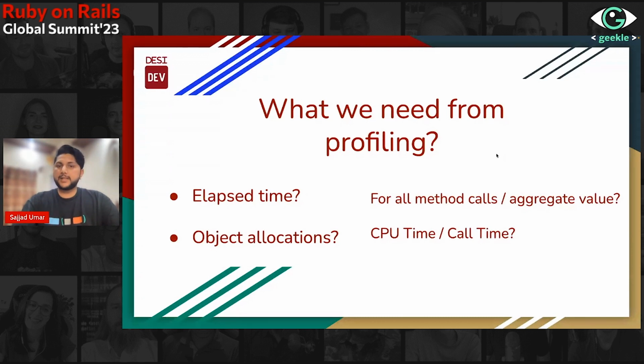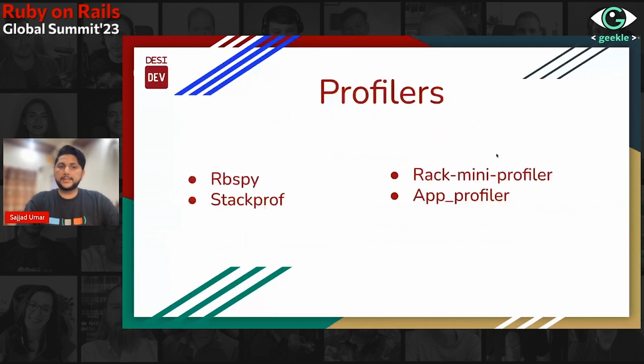To find elapsed time, one solution could be to just find the start and end time of any particular code block and find the difference. But why reinvent the wheel? We can use one of the available profilers out there to do pretty amazing profiling. Here are some popular examples: there is RBSpy, there is Rack Mini Profiler, there is StackProf, and there is AppProfiler. Each profiler has its own advantages and disadvantages.